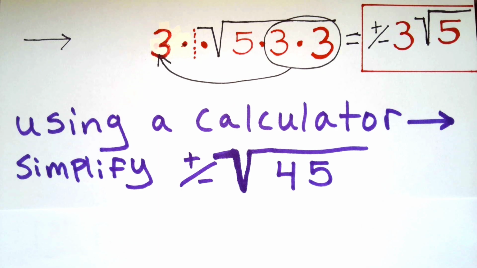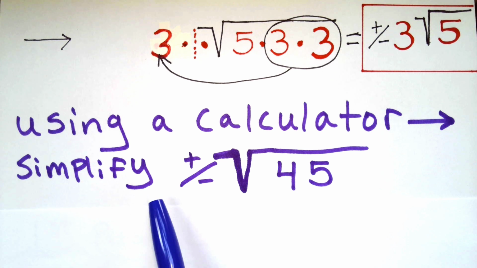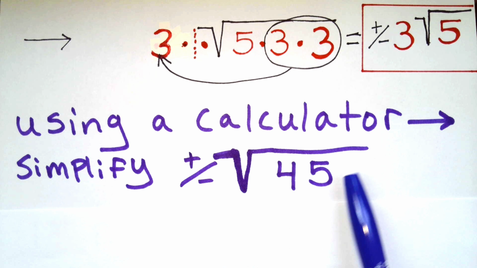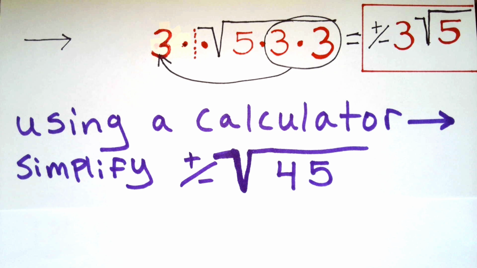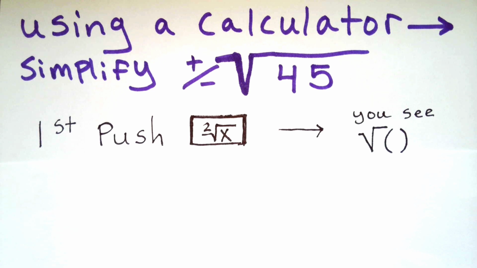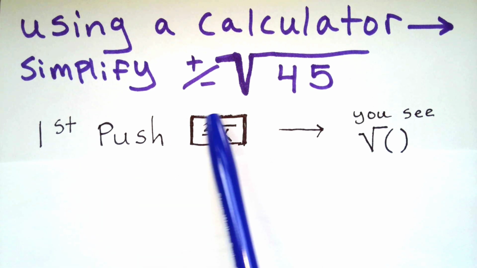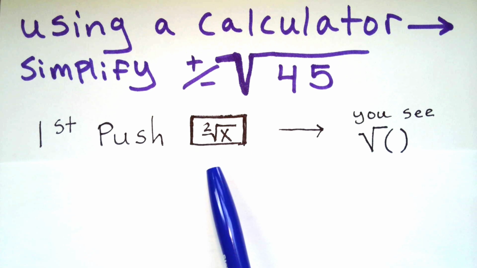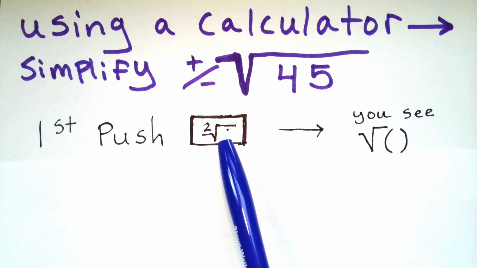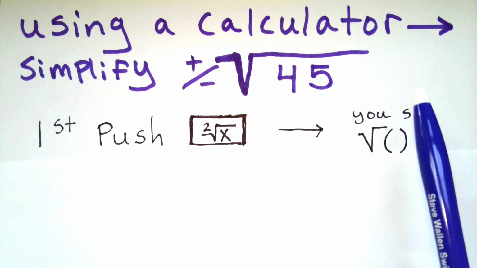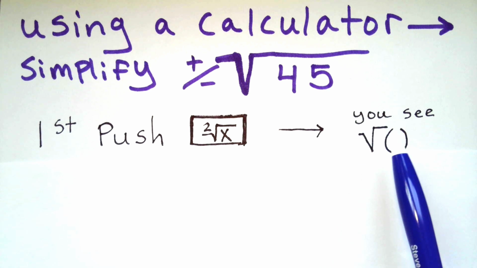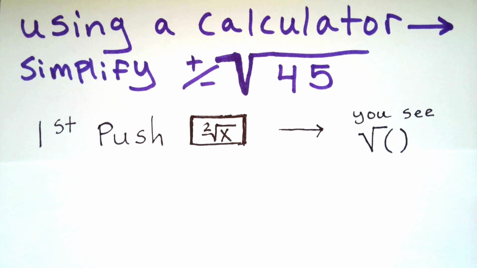All right, so again, I'm going to be using a calculator step by step to show you how to simplify plus and minus the square root of 45. The first step in using your calculator is to push the function that looks just like this. You've got a square root with the 2, as I mentioned earlier in other parts of the video, and the x inside that square root value. Once you do that, you're going to see in your calculator the square root and parentheses. Let me show you using my calculator now.